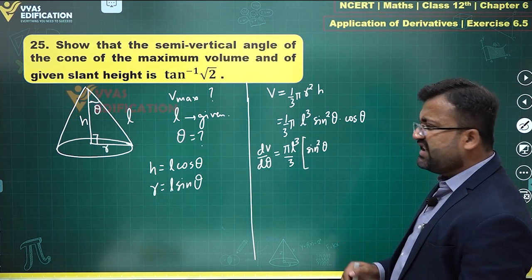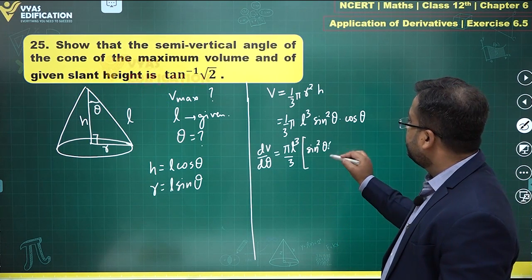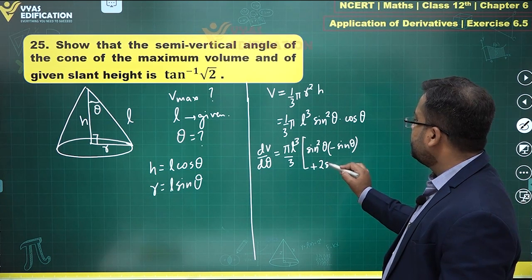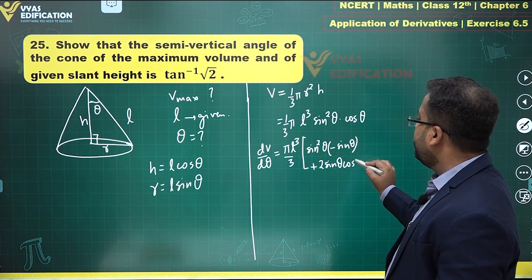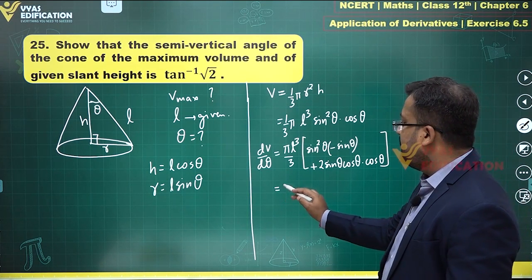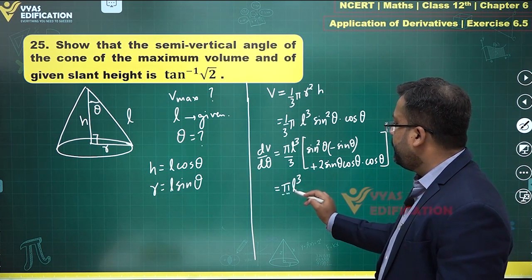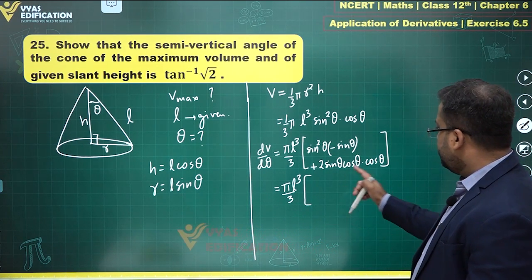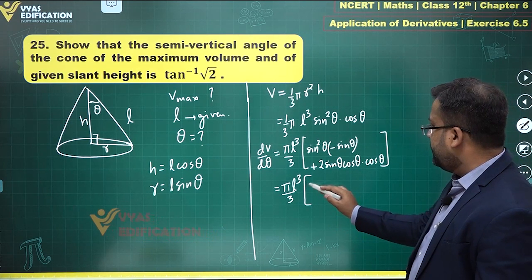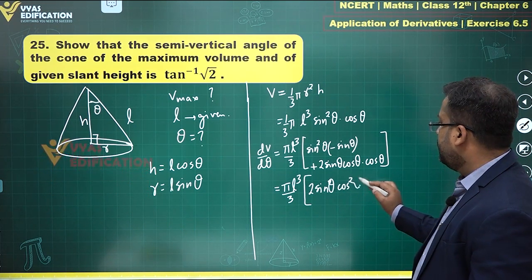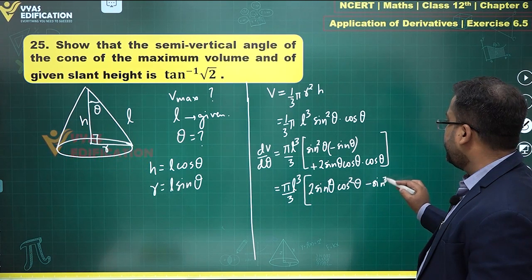And the derivative of cos theta is simply minus sin theta, plus 2 sin theta cos theta, which is the derivative of sin square theta, times cos theta is what I get over here. This is in the bracket. Pi L cube upon 3 is what I have. And what about the brackets? This is 2 sin theta cos square theta minus sin cube theta is what I get.